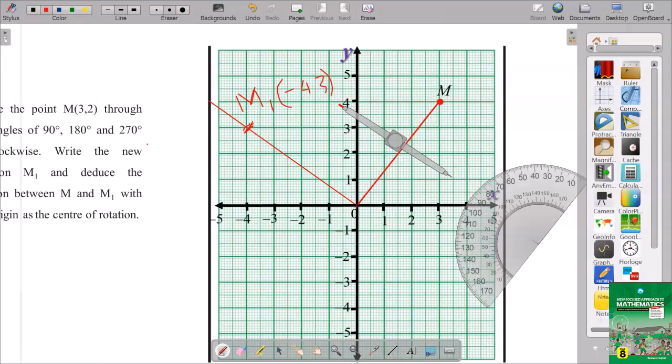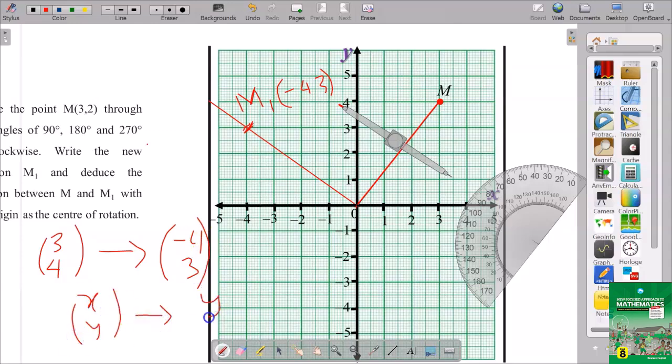Now, if you compare the two points, the original point is 3, 4, and then the image is giving us -4, 3. So like we did in our previous lesson, you see the relationship. If the original is xy, the image becomes -y, x. So when you rotate a point anti-clockwise 90 degrees, if the original is xy, the image becomes -y, x, right? Let's do the same thing with 180 and see the relationship.